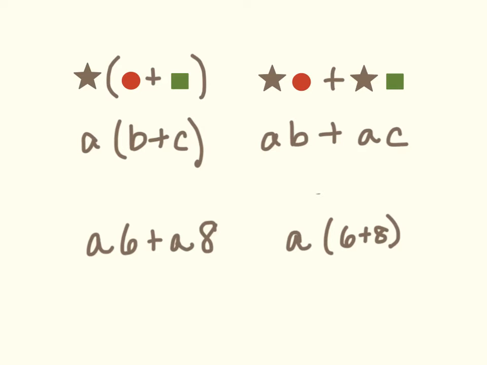What's inside the circle and the square are two other numbers, and they're being added together. And that is the same thing as you saw in the last slide as multiplying star number of times by the circle number, and then adding star number of times by the square number. If I write that algebraically, it can look like this: A parentheses B plus C, or AB plus AC. Means the exact same thing.